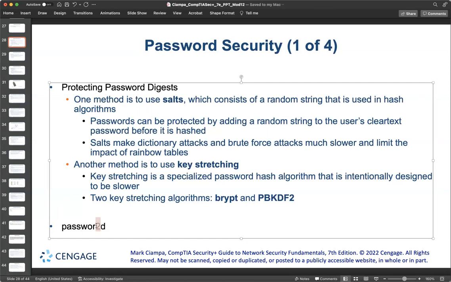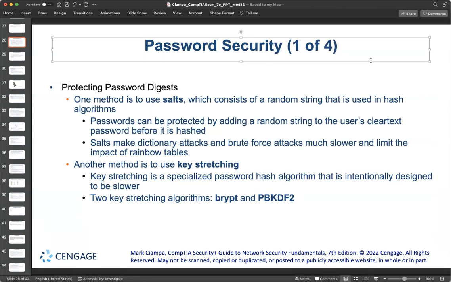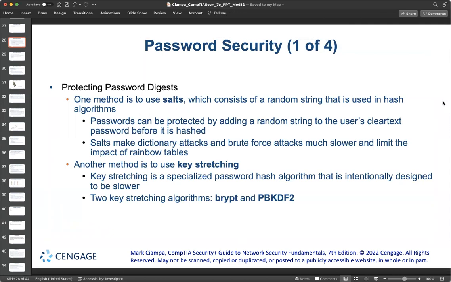Make sense? This way, if someone steals your password, they think your password is password 2D, right? And they enter it. What happens is system adds another 3 or something after that, and it turns to this, and it's not going to hash into what you actually need to be hashed into, to be accepted. So passwords can be protected by adding a random string to the user's clear text password before it's hashed and after user has entered their password. Salts make dictionary attacks and brute force attacks much slower, not rendering useless, remember, much slower, and limit the impact of rainbow attacks, because now even if you find the hash, you have found the hash of a password that is salted, not the actual password. And you never know which character is the salt.